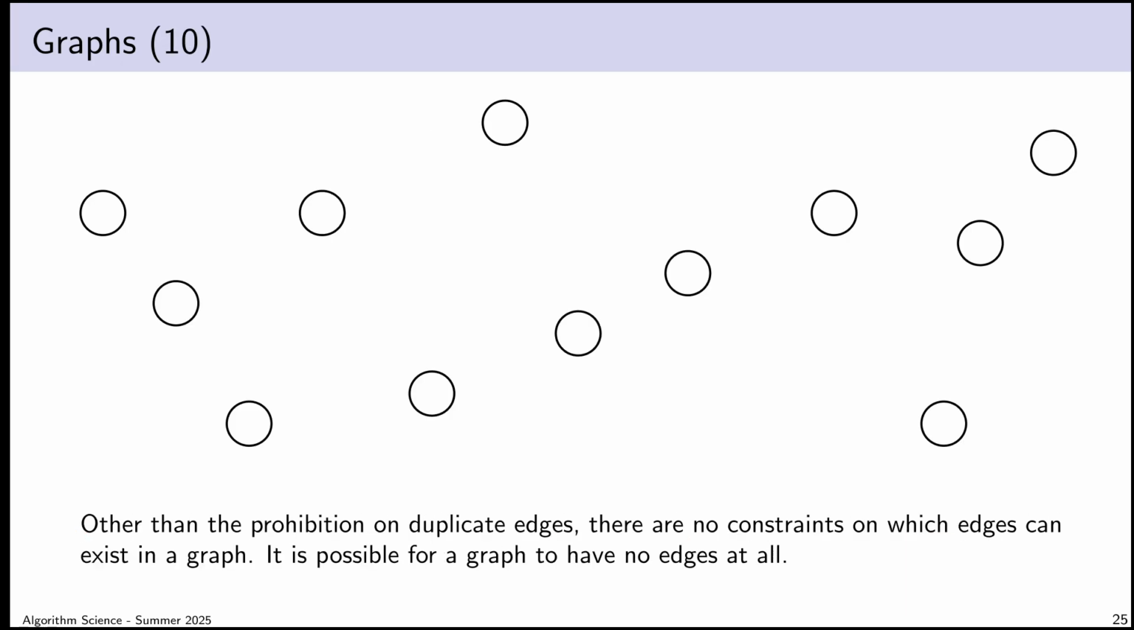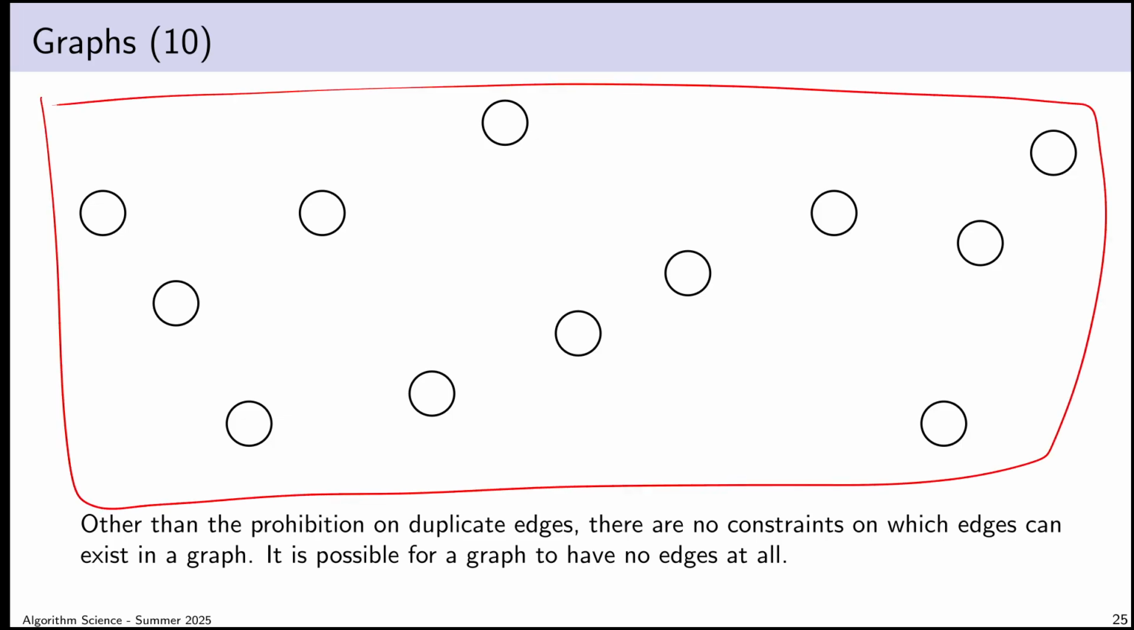Okay, so suppose we're working with simple graphs. Other than the fact that you're not allowed to have multiple edges between the same pair of vertices, there are no constraints on which edges can exist, other than, of course, the fact that an edge must connect 2 actual vertices together. So it is possible for a graph, here's an example of a graph, to have no edges at all. This graph has a bunch of vertices, but no edges.